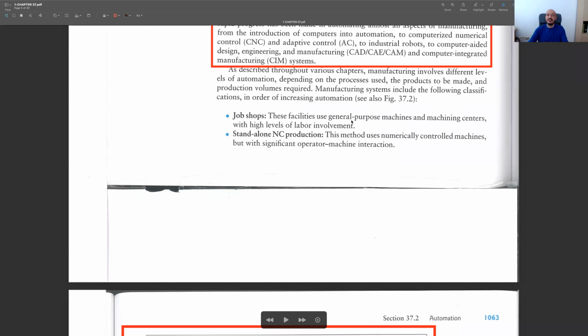But the thing is that we also need highly skilled labor. Otherwise, you cannot produce such different kinds of products on the same machine. You need to have highly skilled labor in job shop systems.